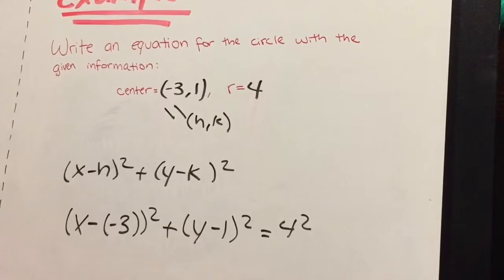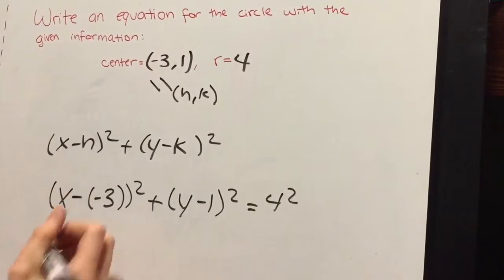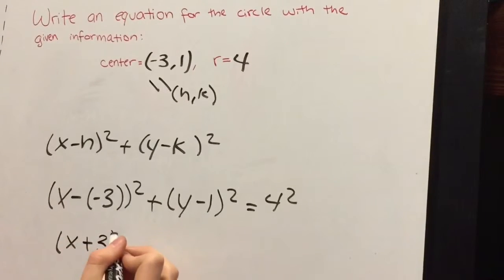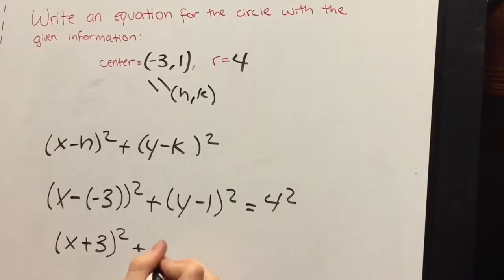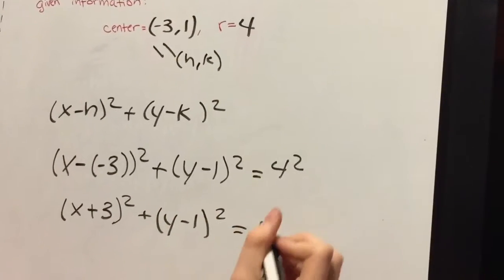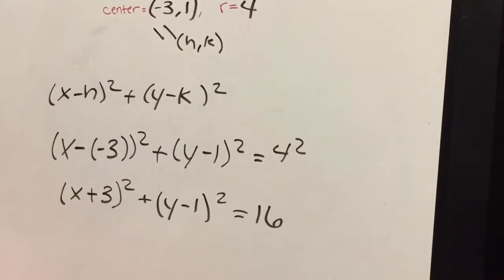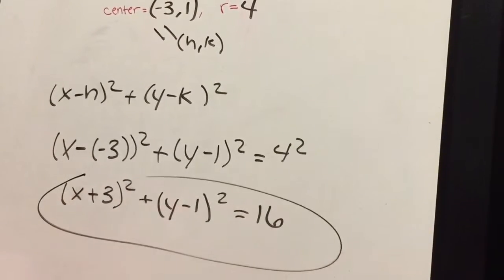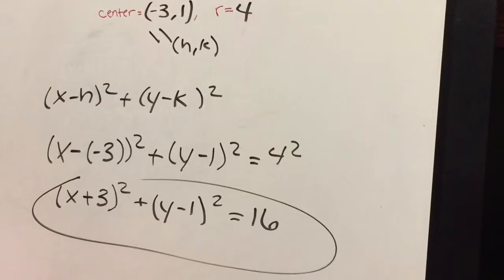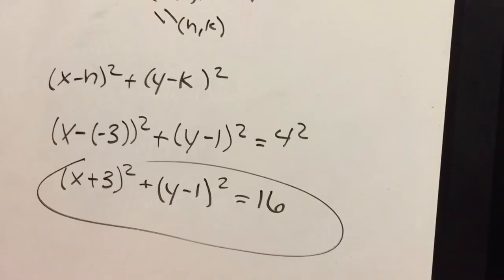Having done this, we can simplify it even more. We know that a negative and a negative is going to equal a positive, so this will change to (x plus 3) squared plus (y minus 1) squared equals 16, since 4 squared is equal to 16. This will be our final step for creating this equation. It's much easier than solving that last one, wasn't it? Yes.